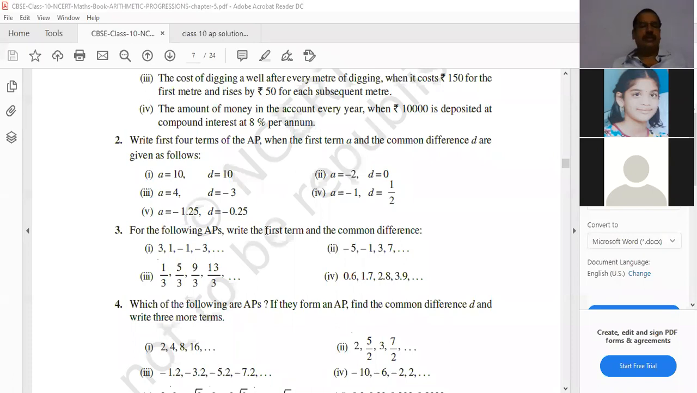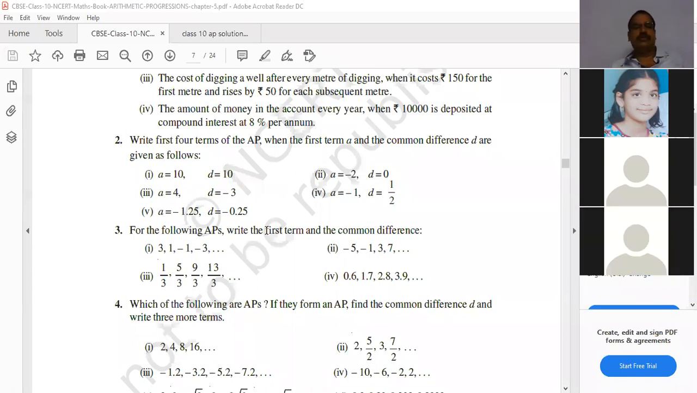Sir, A is 3. Yes. D is minus 2. Very good. 1 minus 3, that is A2 minus A1, is minus 2. Good. Now the second bit.